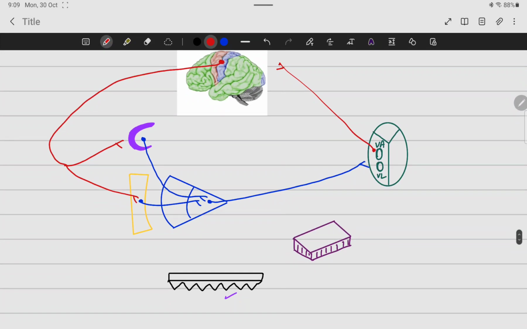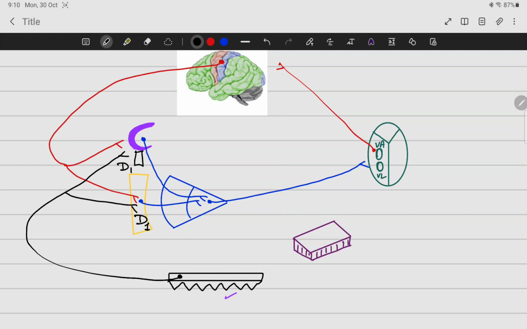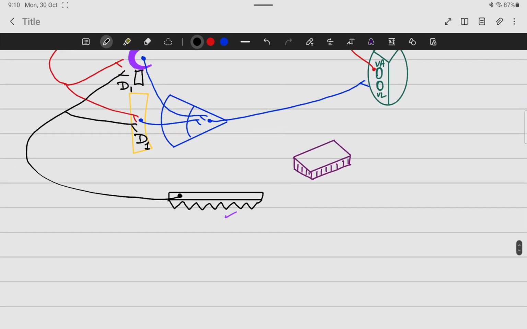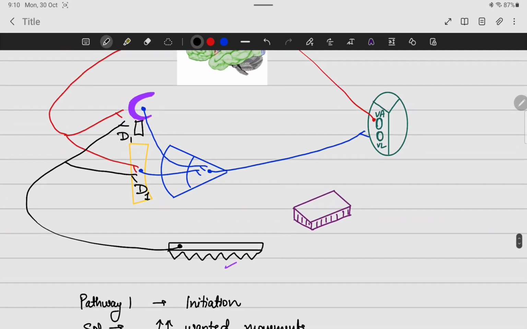So how is this substantia nigra influencing this pathway? There are neurons coming from substantia nigra which synapse onto these striatal pathways, and there are receptors present which are called D1 receptors, dopaminergic D1 receptors, and these D1 receptors are actually excitatory. So the overall influence of this excitatory D1 influence is the wanted movement. So see, the pathway number 1 was used for initiation of movement. So your nigrostriatal pathway or substantia nigra actually increases your wanted movements via your D1 receptors, which are excitatory.